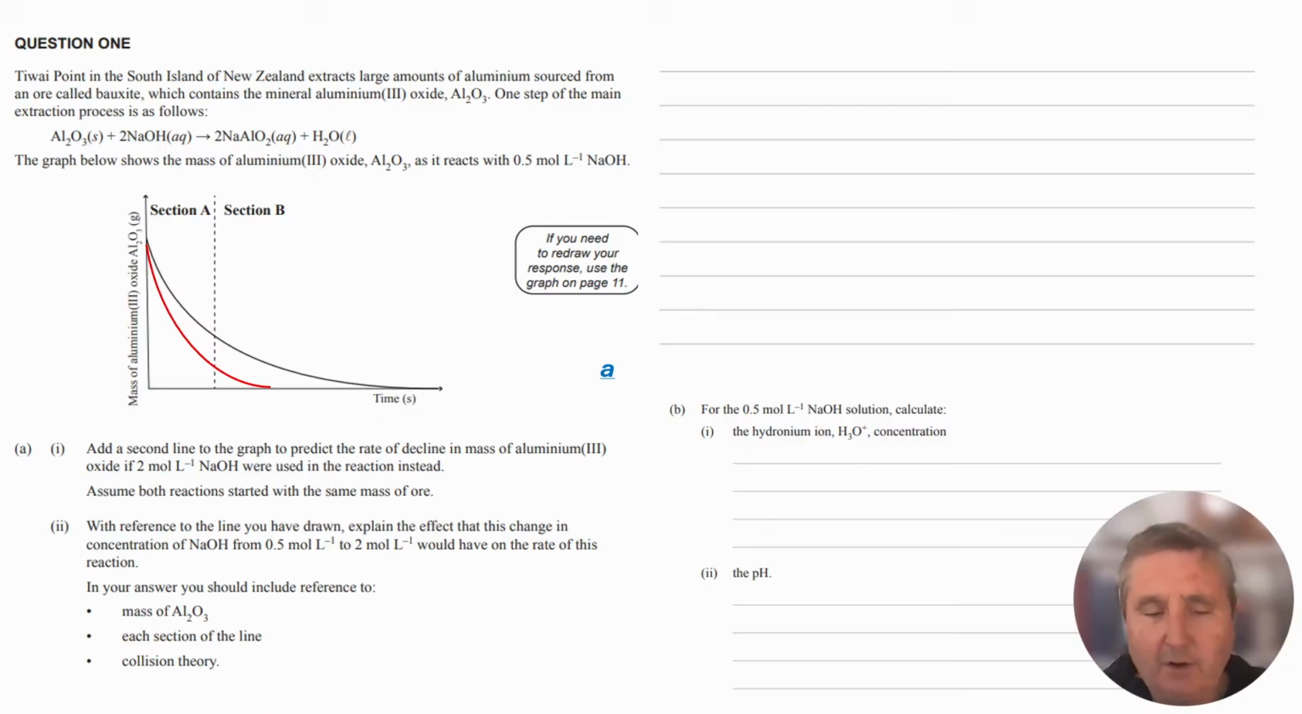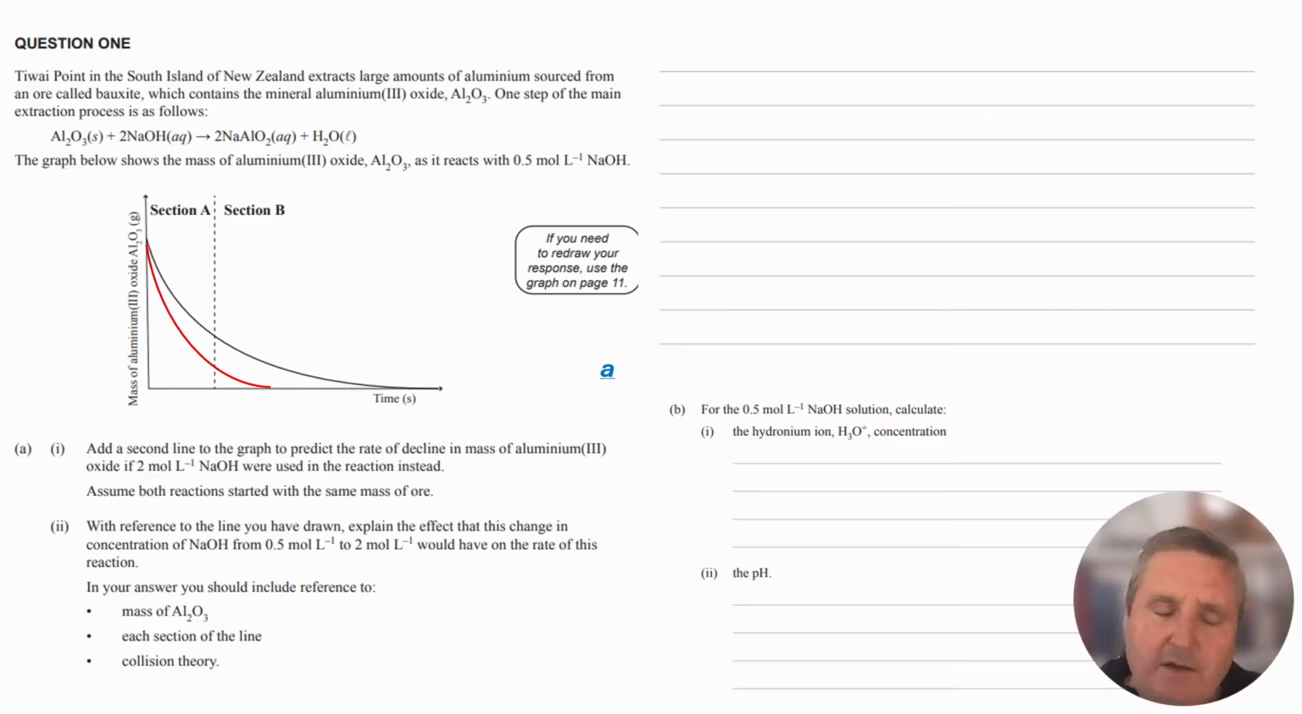Okay, with reference to the line that we've just drawn, explain the effect the change in concentration from 0.5 to 2 moles per litre would have on the rate of this reaction. Okay, so here they've actually given us some more help, and they've said in your answer you should include the mass of the aluminium oxide, each section of the line, and collision theory.